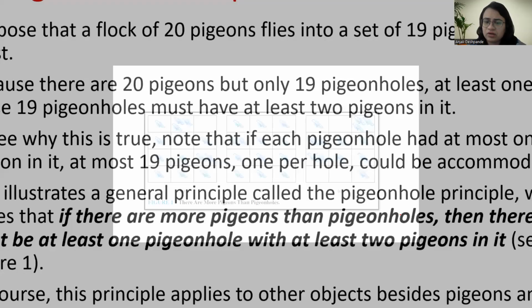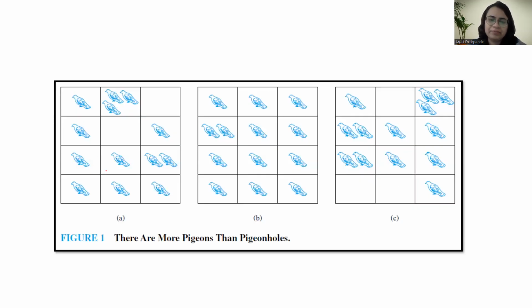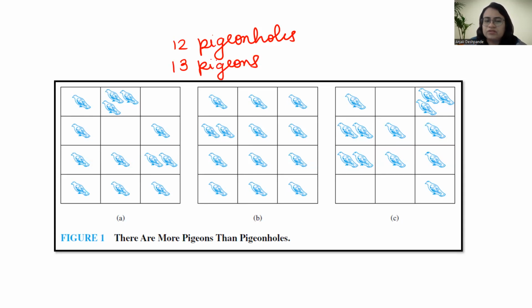So look at this figure. There are how many pigeonholes? 12 pigeonholes. And 13 pigeons. As the pigeonholes are fewer than the pigeons, there is at least one pigeonhole with at least two pigeons in it. So there are two pigeonholes that are empty, but two pigeonholes will have at least two pigeons. So here are three pigeons, here are two pigeons.